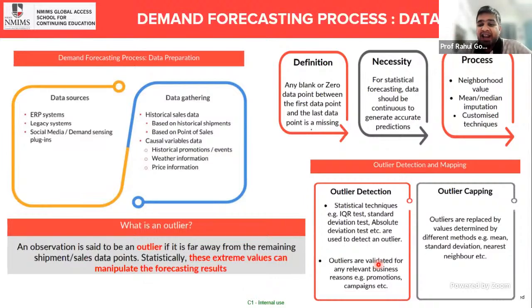So these have to be validated to see whether planners, forecasters or analysts are okay to remove these as outliers or not, right? And then outliers have to be replaced or corrected, right? Like I said, you can replace it with the mean, you can replace it with the nearest neighbor, you can replace it with the standard deviation, right? So you can do a lot of treatment.